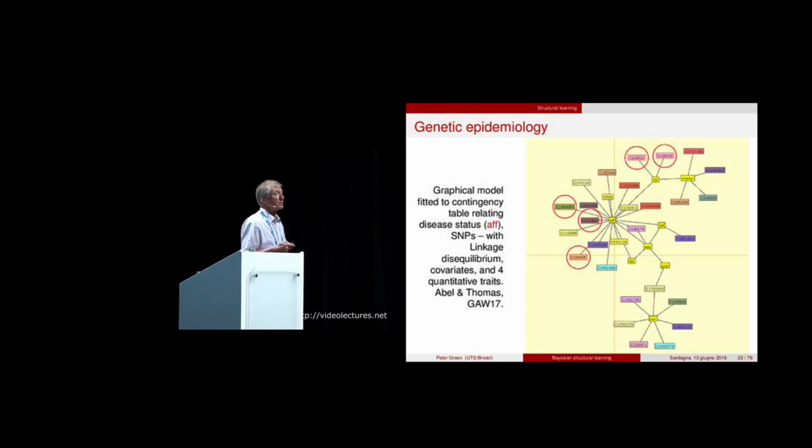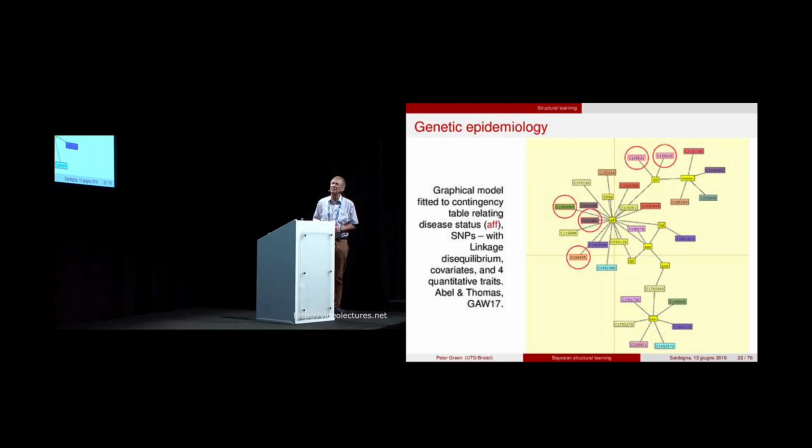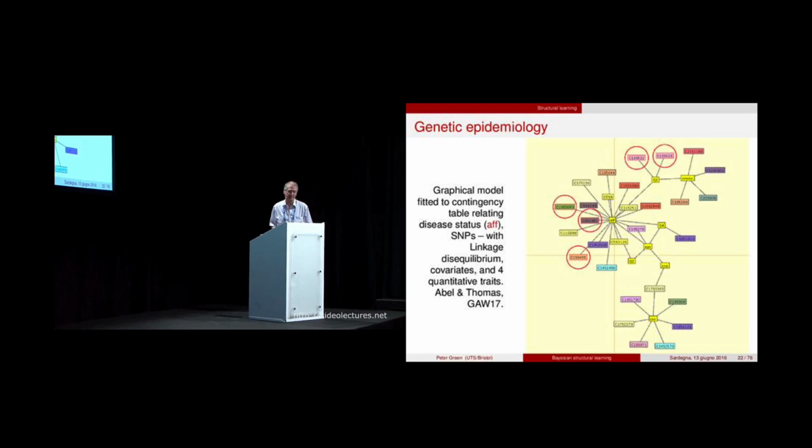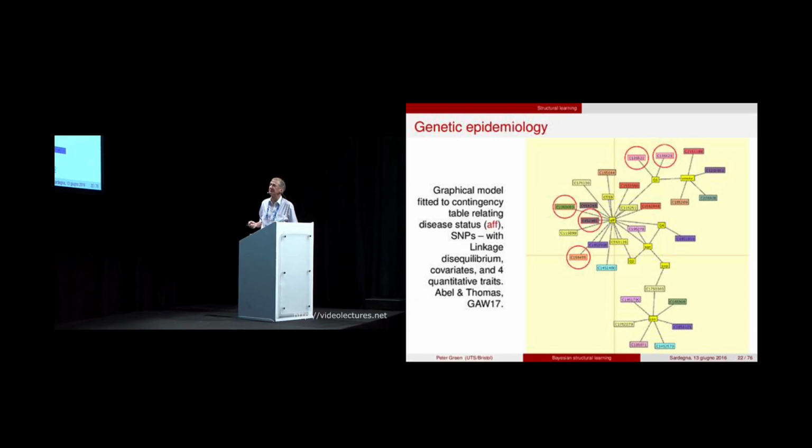And somebody I've worked quite a lot with on these methods is Alan Thomas, who's interested in genetic epidemiology. And this was a graph he produced some years ago as a result of analyzing contingency table data relating to disease status, to SNPs, modeled dependently, of course, covariates, and some quantitative traits. So these are all visual representations of the result of analyses of data and are intended to convey to the human eye something about the pattern of dependence, from which we can learn and start perhaps at least to generate hypotheses for future study.